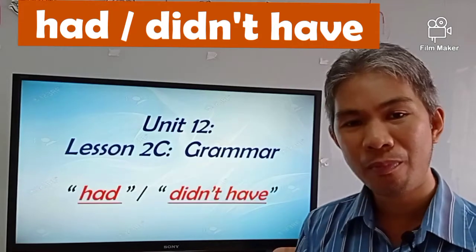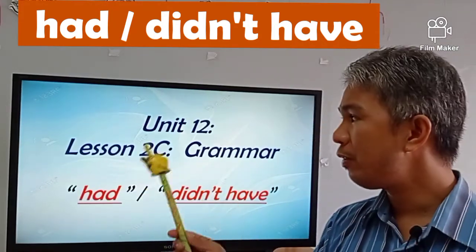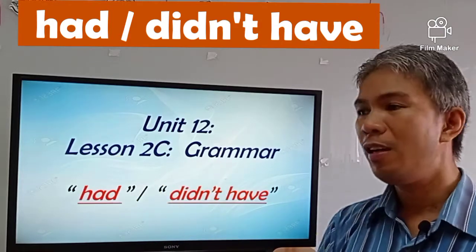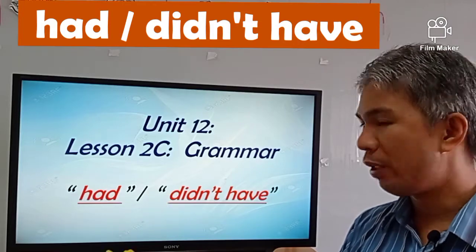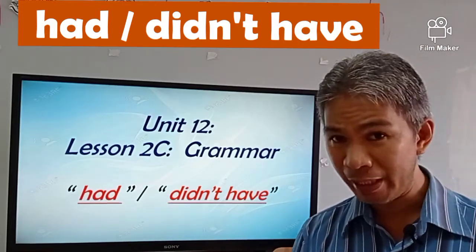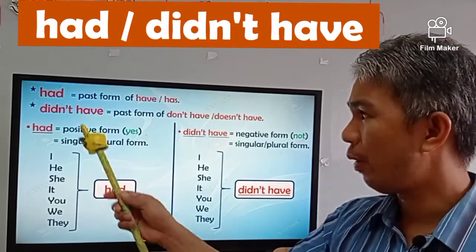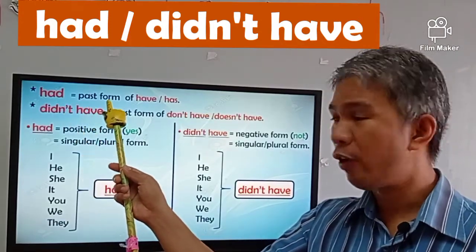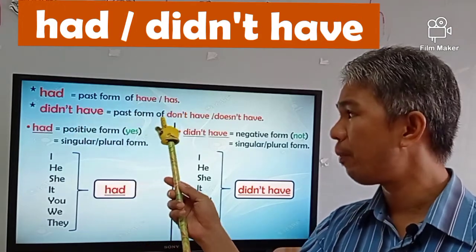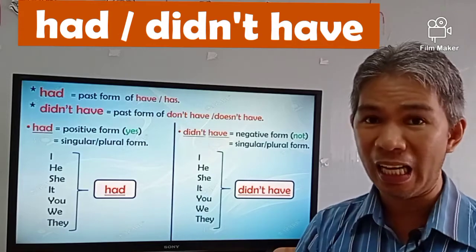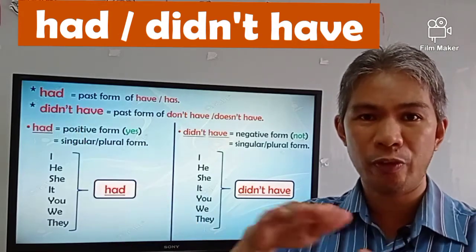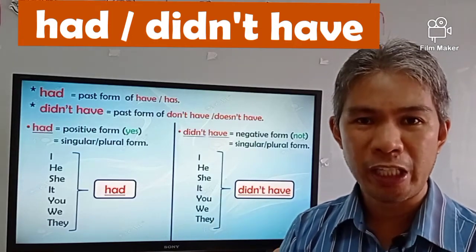So this time we are going to continue Unit 12, Lesson 2c. We are still in grammar. We are going to learn the use of had and didn't have. Let's begin learning. Had is the past form of have and has. Didn't have is the past form of don't have and doesn't have. So had and didn't have are both in past form. It means it is finished already.